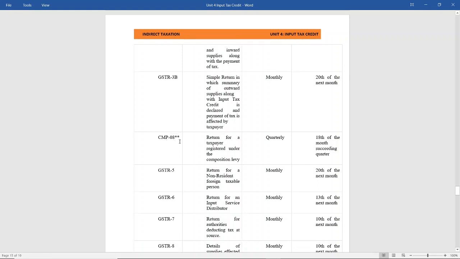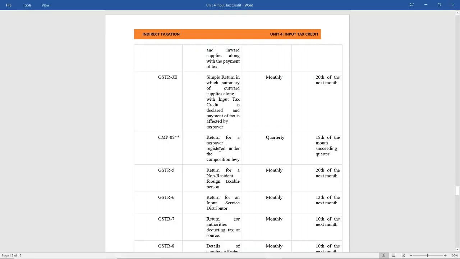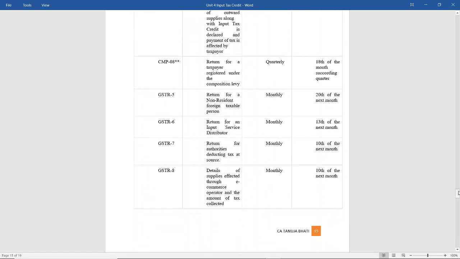CMP 08 is to be filed by a person who is registered under the composition levy. It has to be filed quarterly, by the 18th of the succeeding month. We know what the composition levy is. GSTR 5 is to be filed by a non-resident taxable person. It has to be filed monthly by the 20th of the next month. GSTR 6 is a return to be filed by the input service distributor. It has to be filed monthly, by the 13th of the next month.